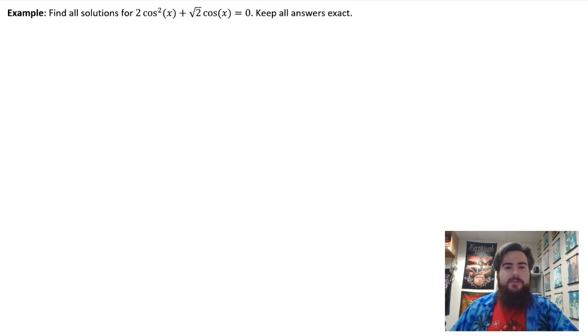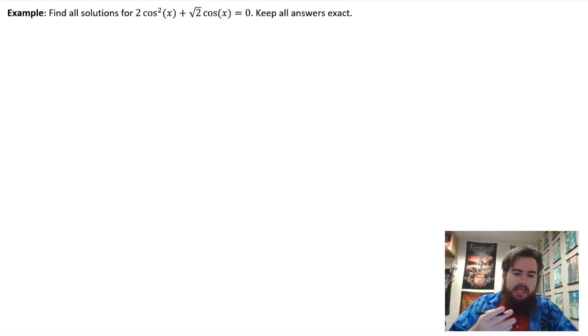In this example, we are going to find all solutions for the equation 2 times cosine squared of x plus square root of 2 times cosine of x is equal to 0. We are going to keep all our answers exact. In this case, we have multiple pieces here. We have multiple terms that are involving trigonometric functions.